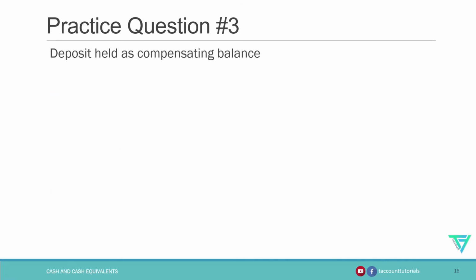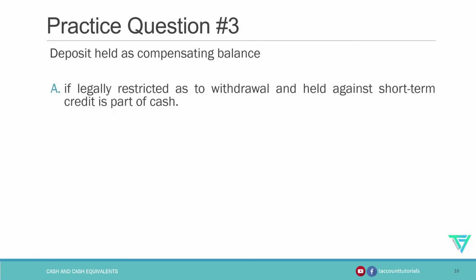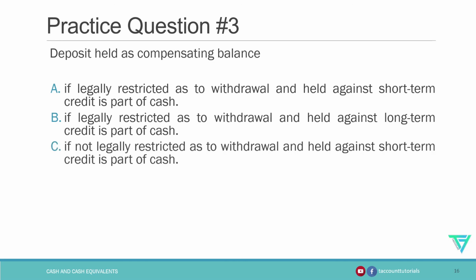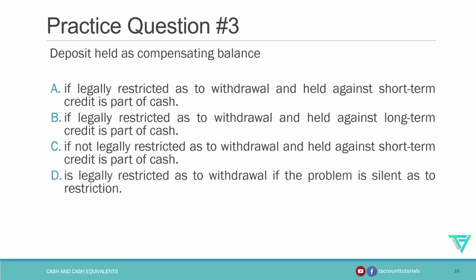Next question. Deposit held as compensating balance: letter A, if legally restricted as to withdrawal and held against short-term credit is part of cash; letter B, if legally restricted as to withdrawal and held against long-term credit is part of cash; letter C, if not legally restricted as to withdrawal and held against short-term credit is part of cash; and letter D, legally restricted as to withdrawal if the problem is silent as to restriction. Choices A, B, and D are similar as to the restriction.